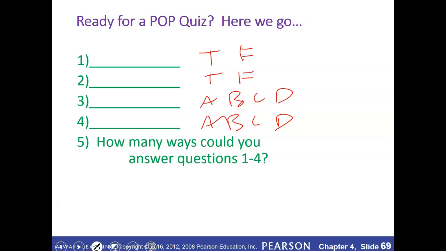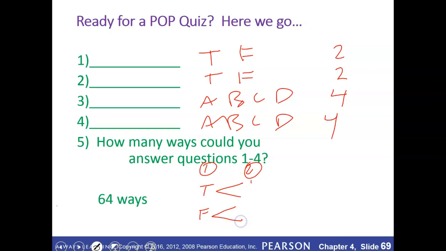Well, here we have 2 choices, here we have 2 choices, here we have 4 choices, and here we have 4 choices. The correct answer to the question is going to be 64 ways. Well, how did we get that? Question number 1 had 2 choices, so it could be either true or false. Question number 2 had 2 choices, so far I'm at true, true, or true, false, false, true, or false, false. And I had 2 choices here and 2 choices here.